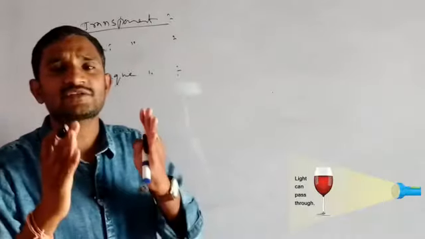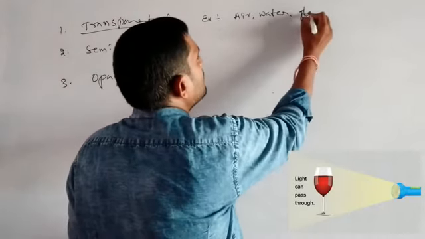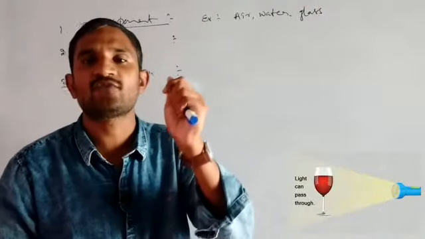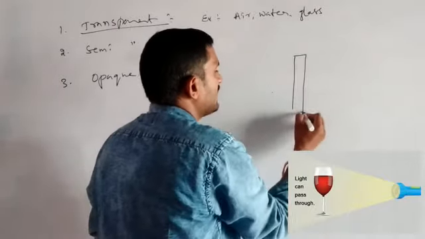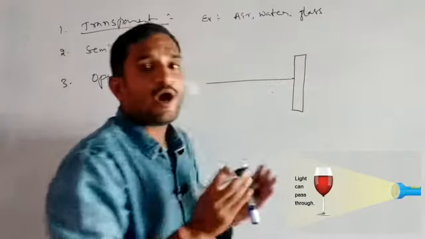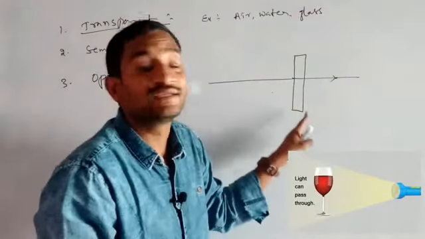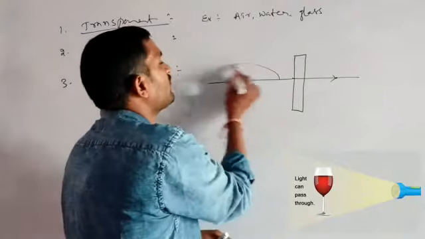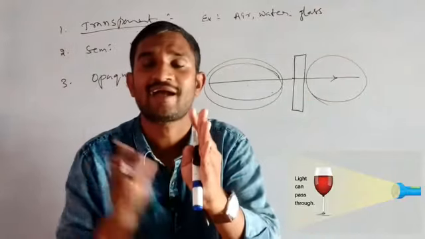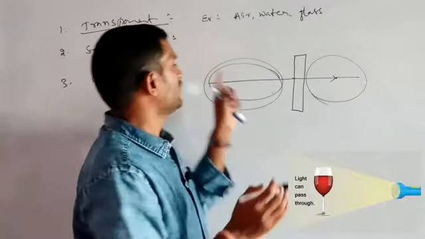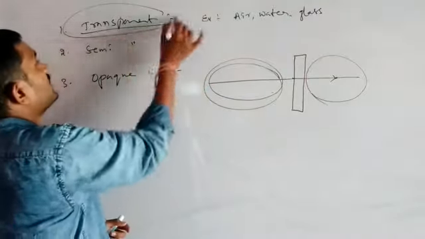Examples of transparent materials are air, water and glass. Sir, what is meant by a transparent material? Suppose here is a glass and light is coming in this way. Whatever quantity of light is coming, that much quantity of light will pass through the glass from this side to this side. There is no chance of obstruction. Every bit of the energy of the light will move from this side to this side. This kind of material we consider a transparent material.